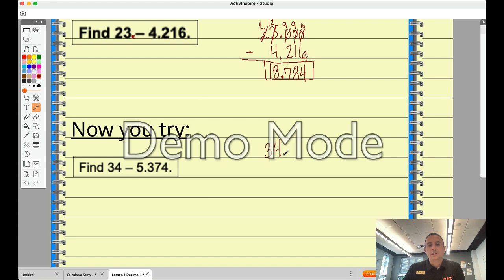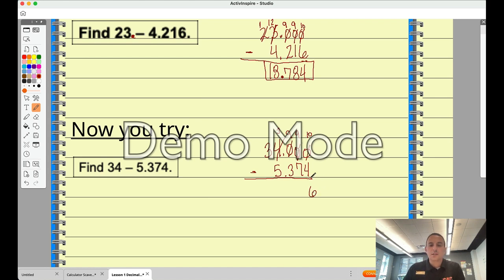All right, so again, the key is to line up that decimal place so that you can be working in the same place values. So we're going to go ahead and add the zeros just like we did in our problem above and regroup down to 3, 9, 9, and 10. We'll cross out all our other numbers so we don't get confused.